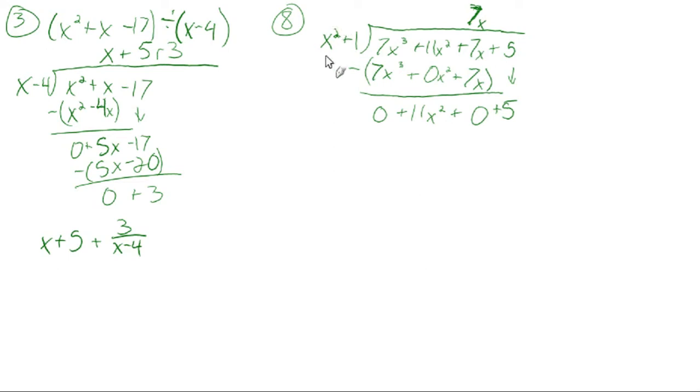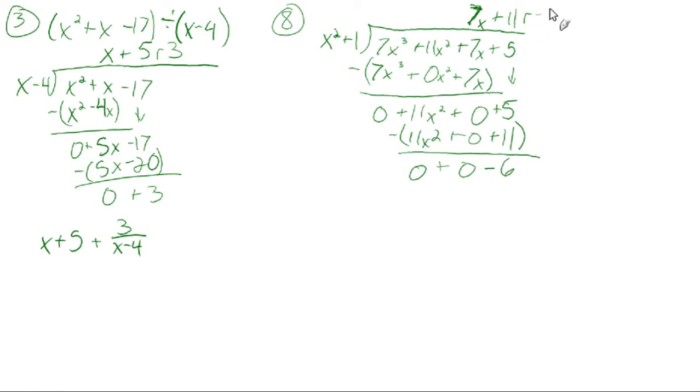And then we begin again. x squared times what is 11x squared? Well, 11. 11 times x squared is 11x squared. And 11 times 1 is 11. So just put 11 there. You could put 0 here if we want. Right? So we're going to subtract this. This is 0. That makes sense. 0 minus 0, that's also 0. 5 minus 11 is going to be negative 6.